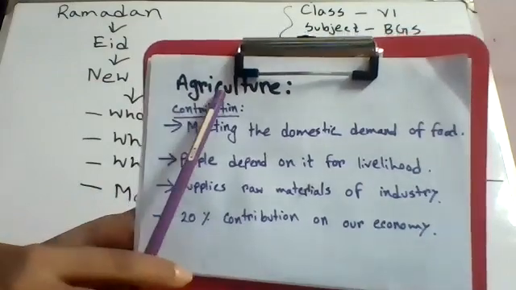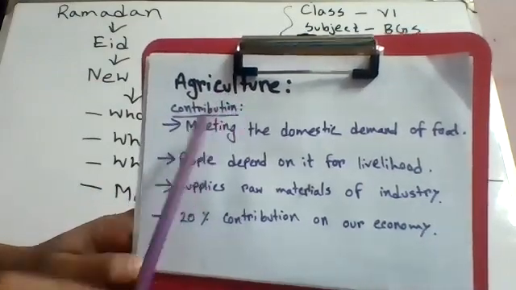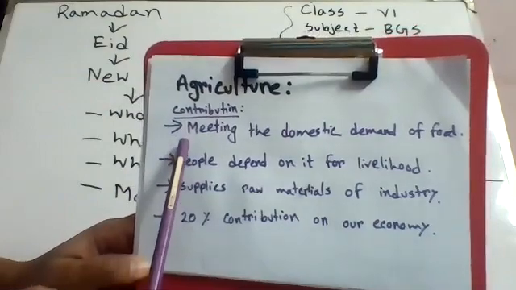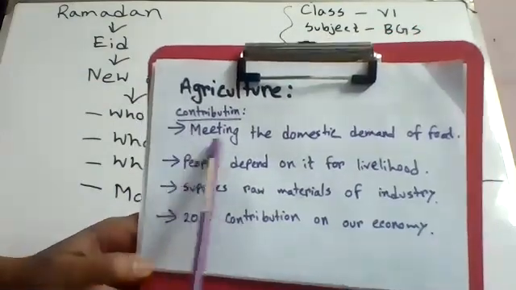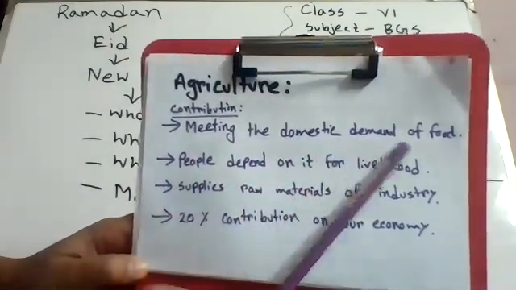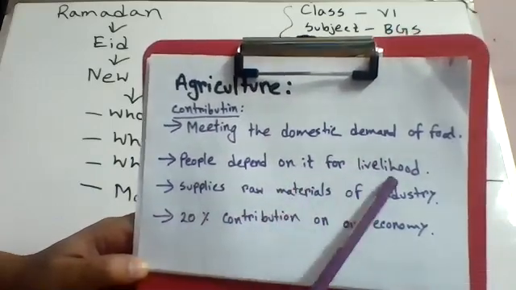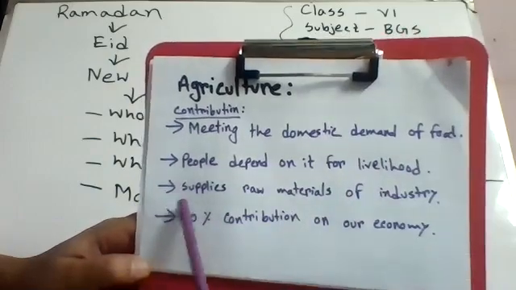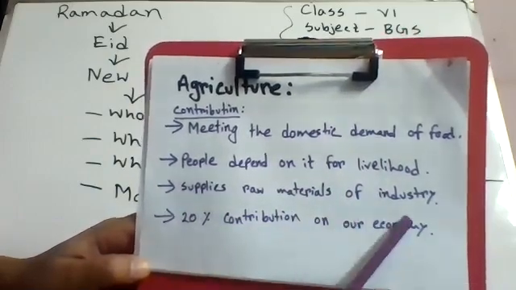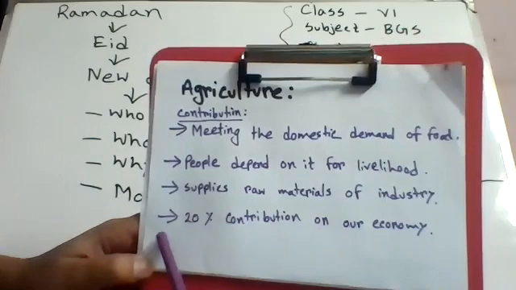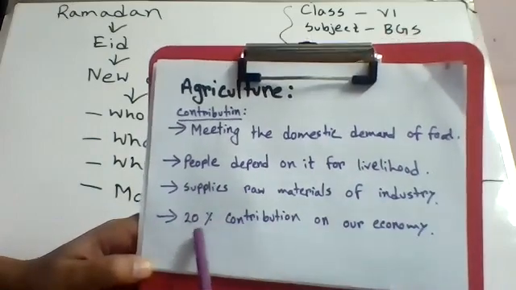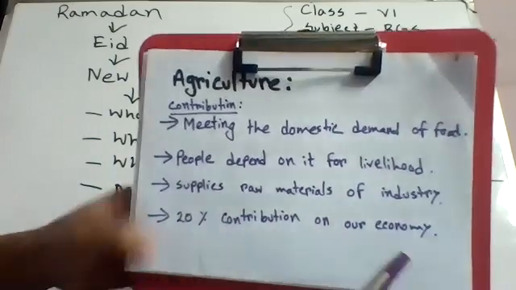The agricultural sector plays a great role in our economy. Their contributions are: agricultural sector meets the domestic demand of food. People depend on agricultural sector for livelihood. Agricultural sector supplies raw materials of industry. Agricultural sector has 20% contribution in our economy.